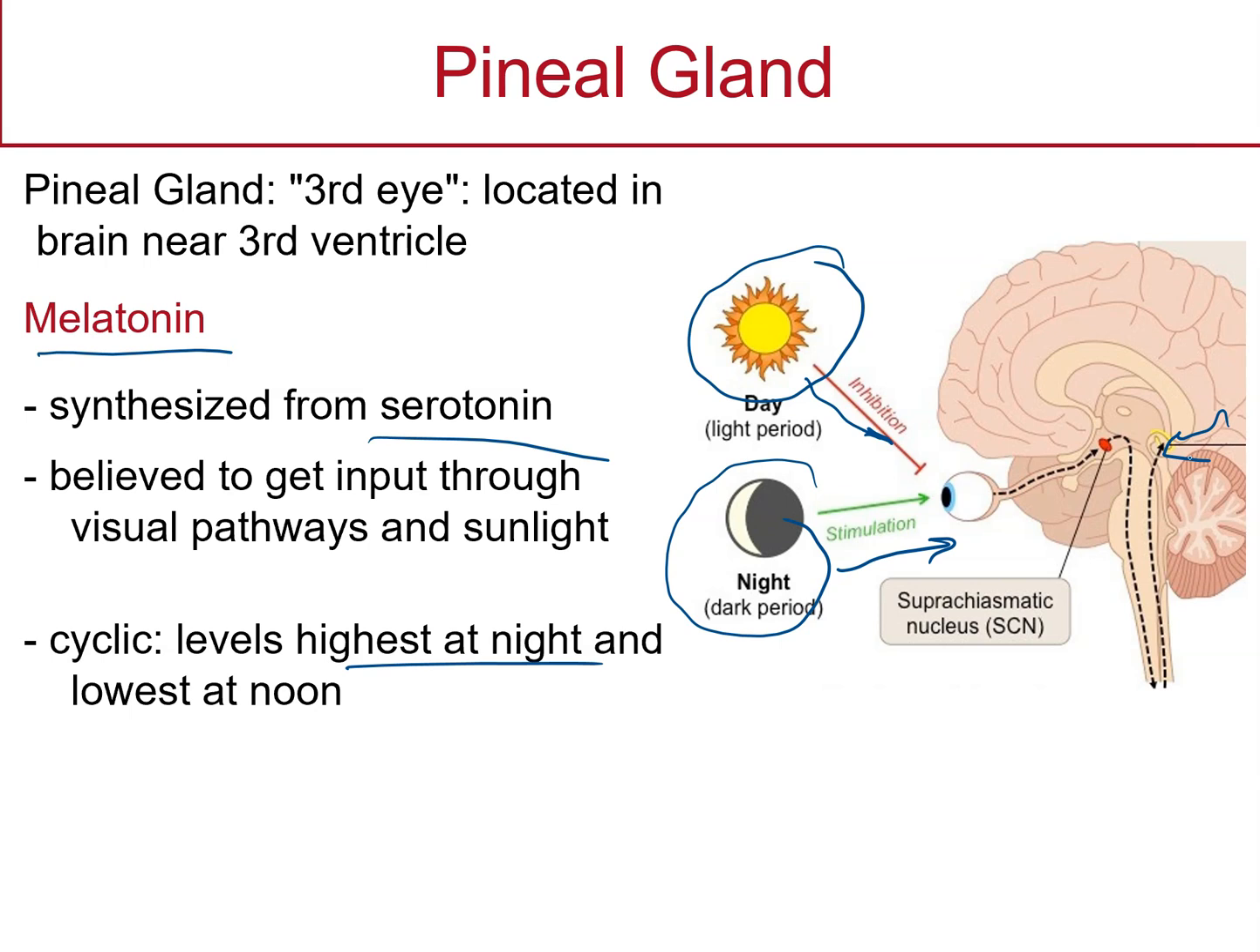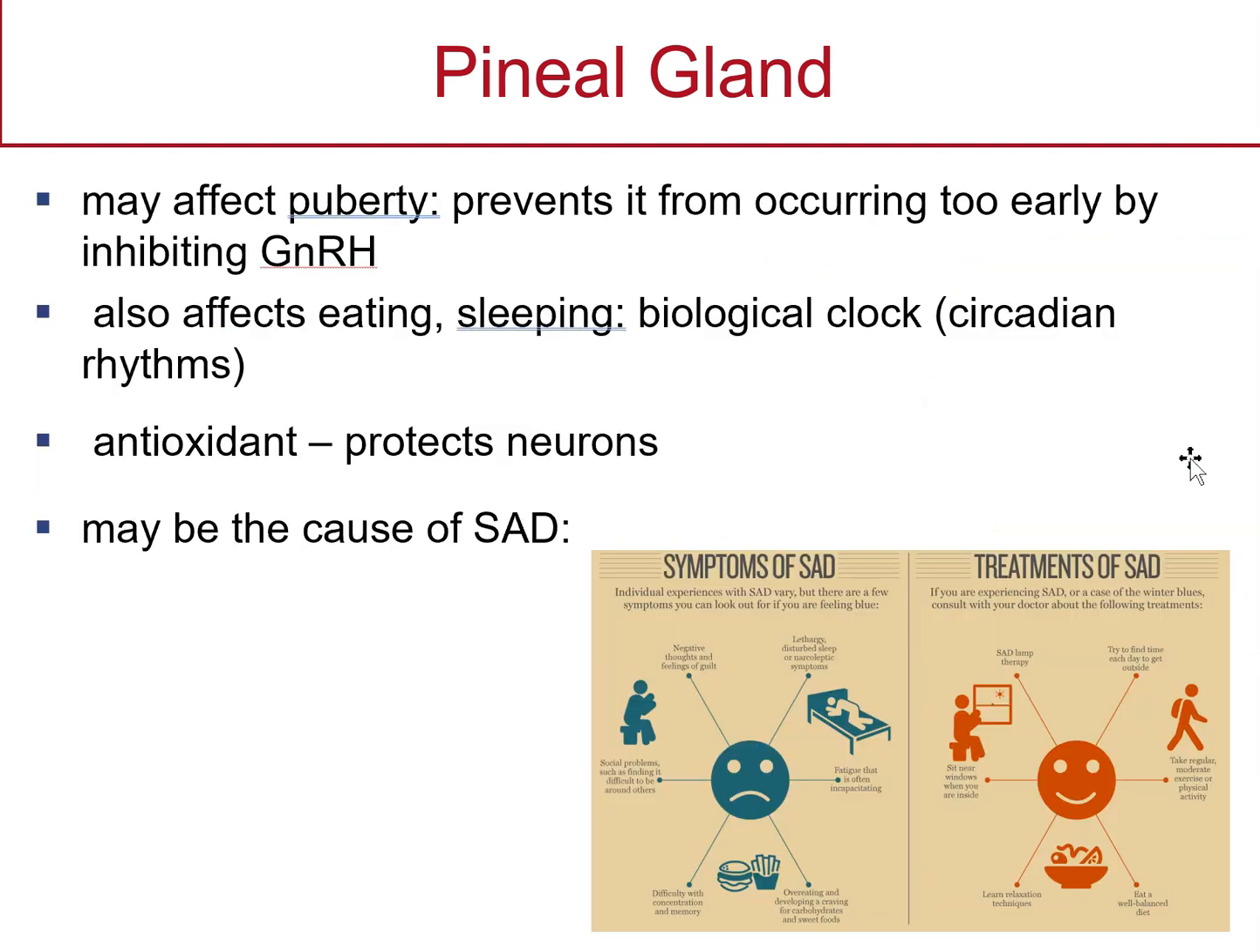So darkness increases it, sunlight decreases it. And what it does is it makes you feel tired. So it's one of your triggers to help you sleep. So it helps you fall asleep at night. It can also make you feel hungry. They think this might be affecting puberty. They think that it's melatonin that basically inhibits GnRH. And then for some reason, melatonin levels drop and then GnRH is released and you hit puberty. But it's mainly involved with sleep, biological clock, and eating.